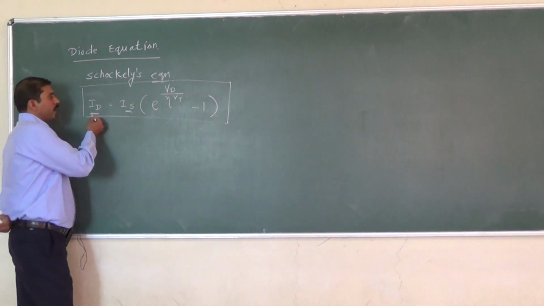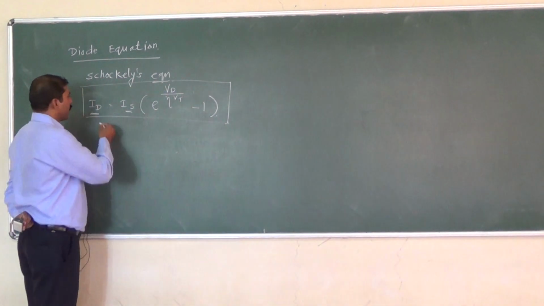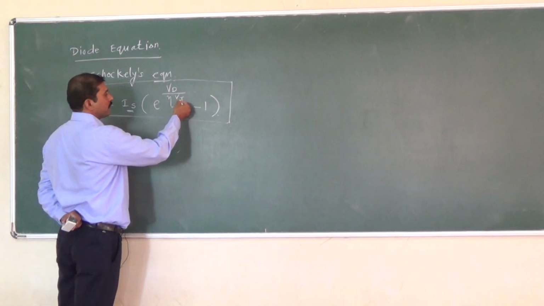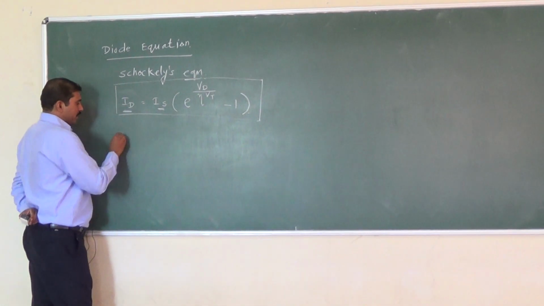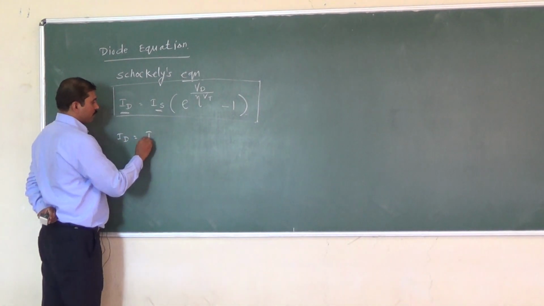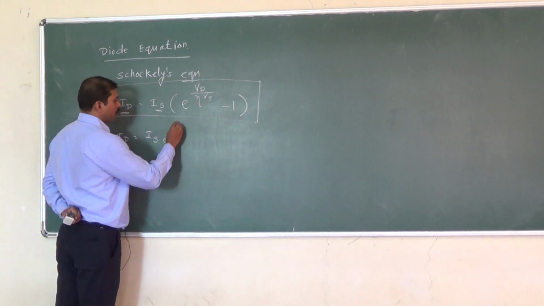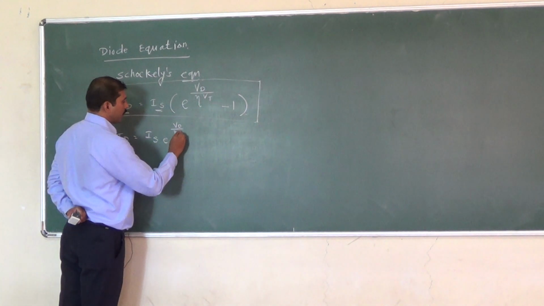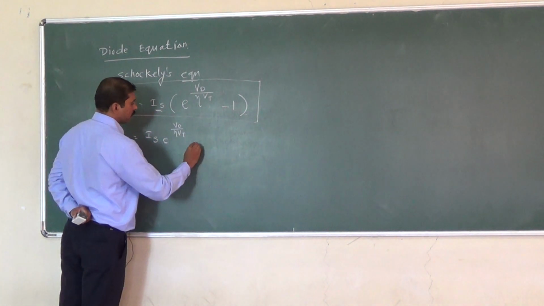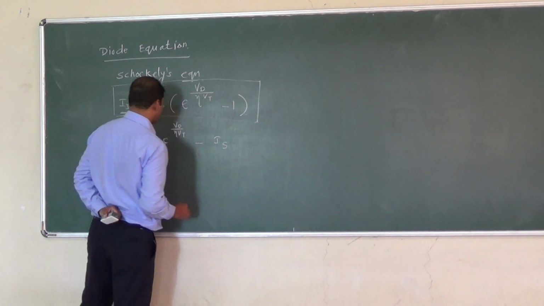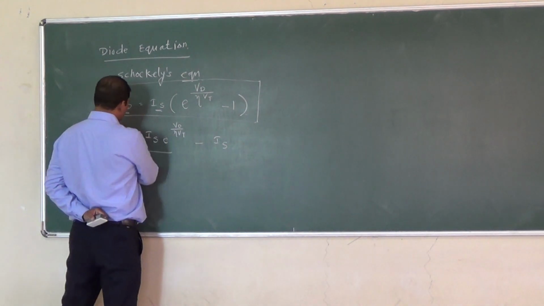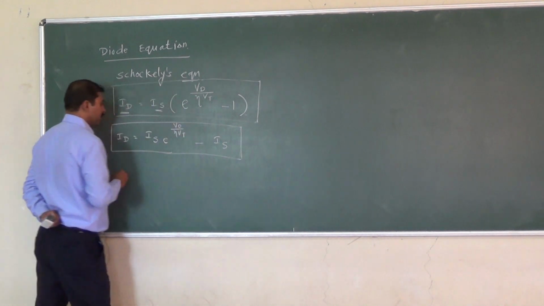So we know that the diode equation is given by ID is equal to Is e raised to power Vd upon eta Vt minus 1. I can write the same equation in the form ID is equal to Is e raised to power Vd upon eta Vt minus, if I multiply inside the bracket, Is. So this is the equation I am going to refer.